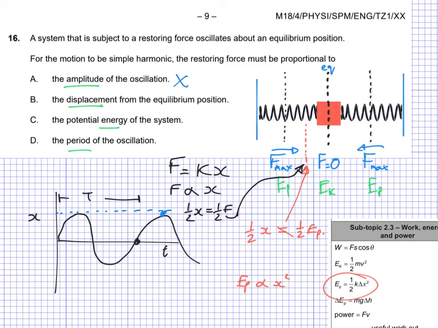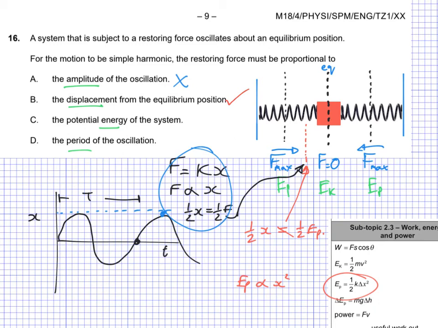The displacement from the equilibrium position, well, that's to do with this little statement that we just made here. We just said that at half displacement, it would be equal to half the force. At displacement 0, it would be equal to 0 force. And at displacement max, it would be equal to the force max. So it's looking a lot like this is our answer, but let's keep eliminating them just to make sure.